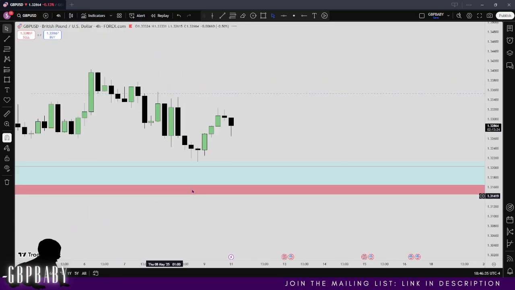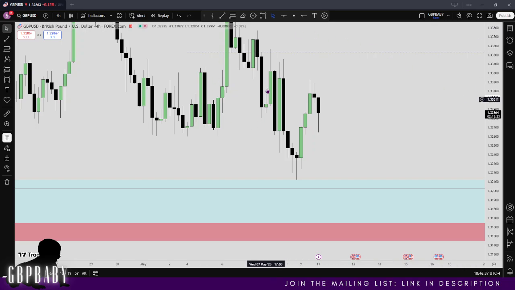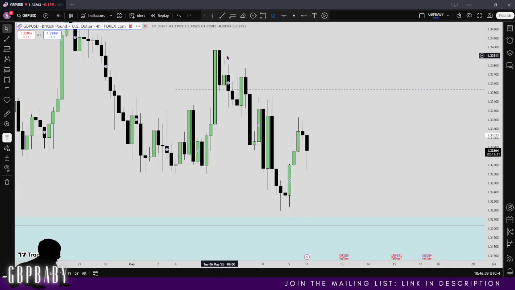Let's go to the 4 hour. And again, it's very messy, so I don't want to speak too much, especially when the price action is this messy. This is not clean at all. But I'm seeing a lot of wicks, and I'll show you what I mean. I'll just highlight them.